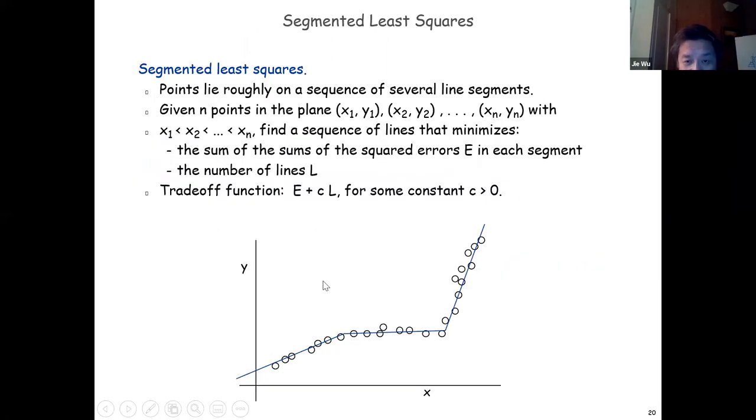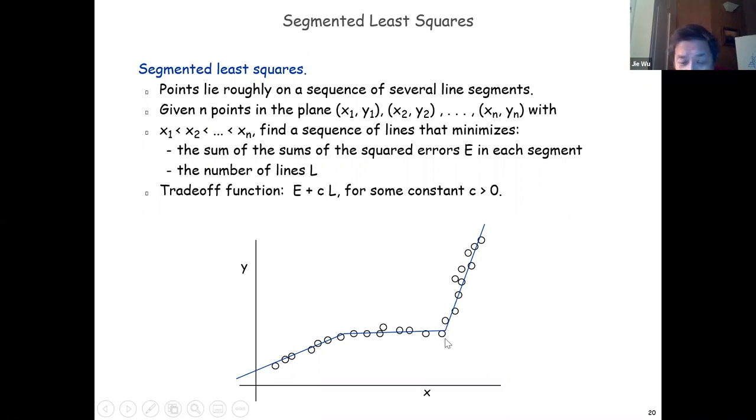Let me just repeat. I think the best way is just to describe it. Suppose you're here, this is the j location. You just look at the last line segment to here, this is i. I could be any location, from here all the way to the beginning. Suppose i is here. So this is the last line segment. What's the cost for this one? It's the squared error of this line, which you accumulate, plus the cost of one line, which is C. That's the last section.